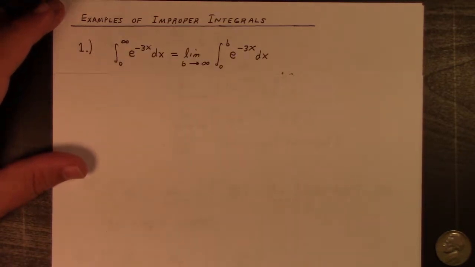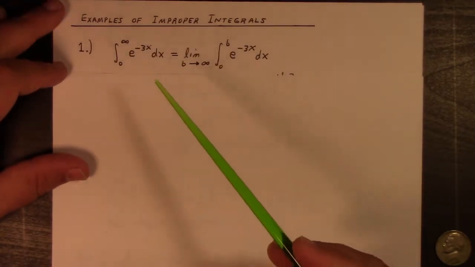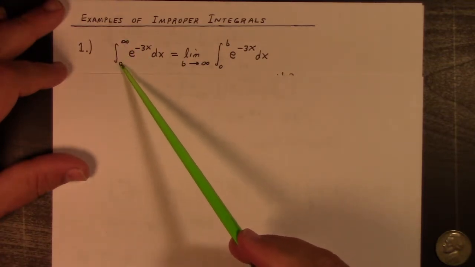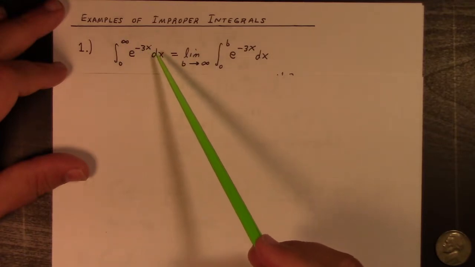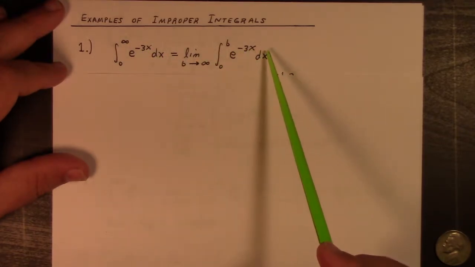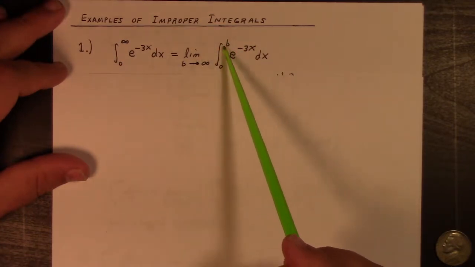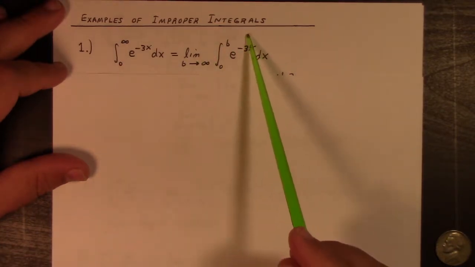Well, this one has explicitly an infinite bound, right? So what do we mean by that? We put an integral from 0 to infinity of e to the minus 3x dx. Well, what this means is we're looking at the limit of integrals with upper bounds which go to infinity. So we take the limit as b goes to infinity of this integral.